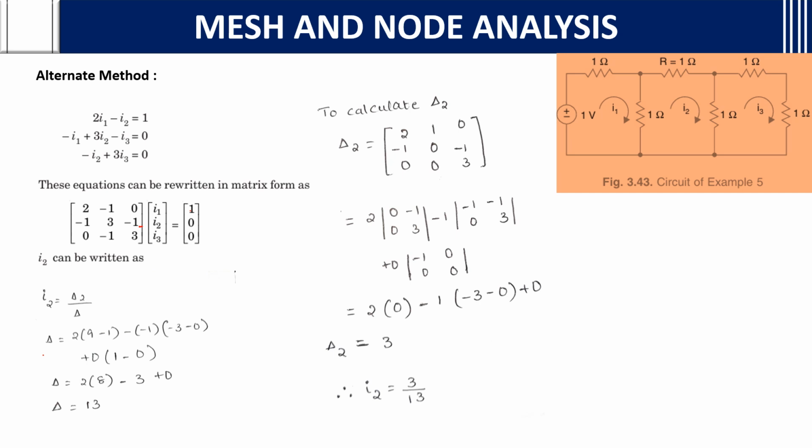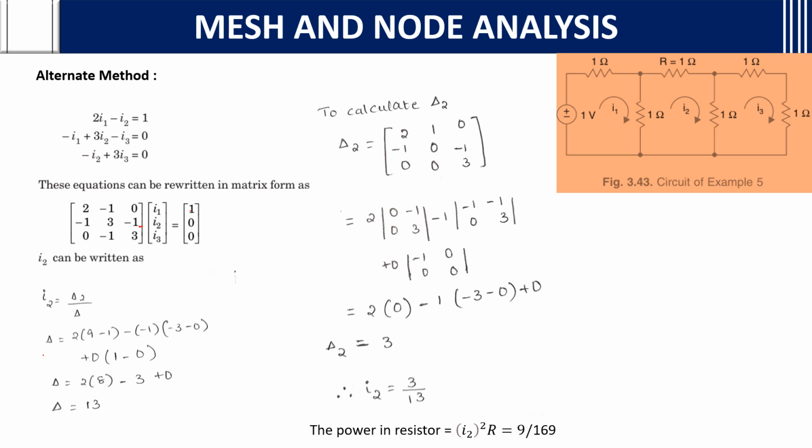After doing this, we need to find the delta of this again. 2 into 0 minus 0, then minus 1 into, we need to take minus for the second column. I think you know the rules of the matrix. So minus 1 into minus 1 minus 3 minus 0, plus 0 into 0 minus 0. Anyway, delta 2 will be 3. I2 is equal to 3 by 13. If you see the previous slide, what we got previously was 3 by 13 itself.